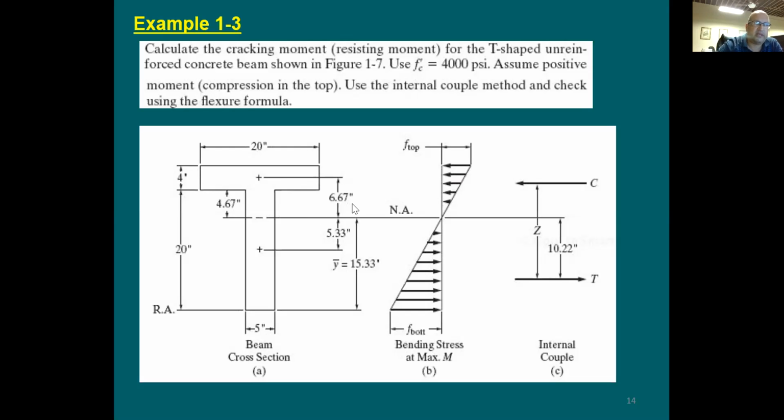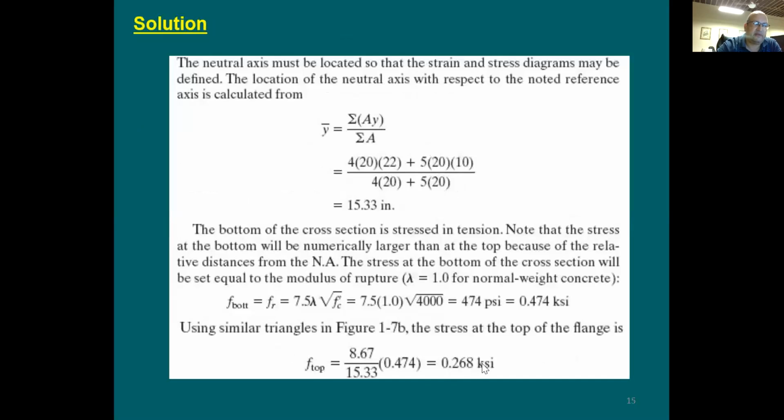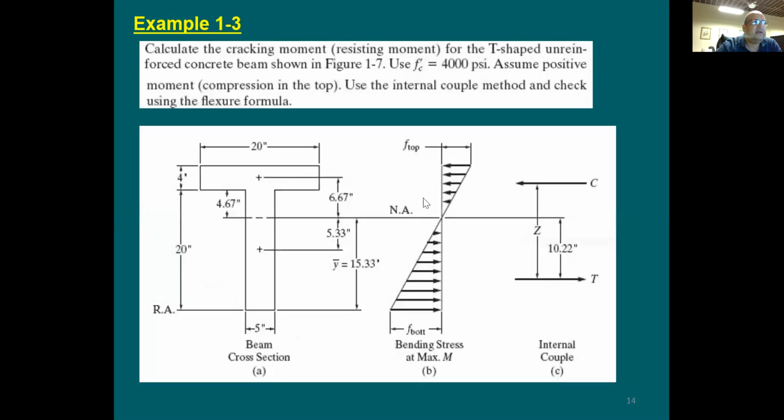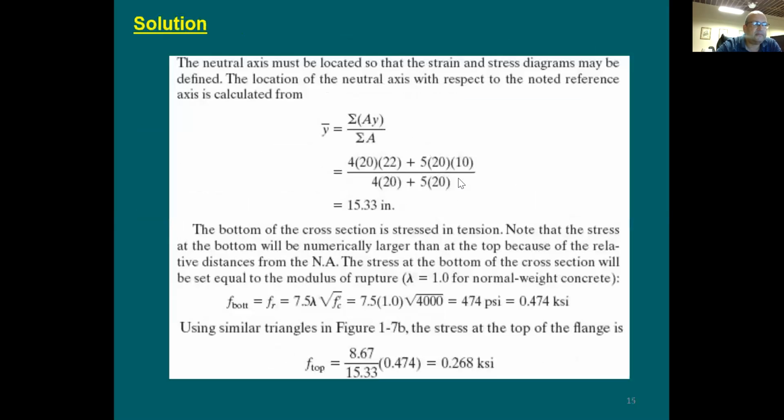So you can do it more than one way. You say stress divided by stress is going to be equal to this distance divided by this distance, or you say F bottom divided by this depth is going to be equal to F top divided by this depth. So this is exactly what we have there. If you take 8.67 divided by 15.33, it's going to be this depth divided by this depth by ratio. So this depth to this depth ratio multiplied by this F at the bottom is going to get you the stress on the top. It turned out to be 268 psi.